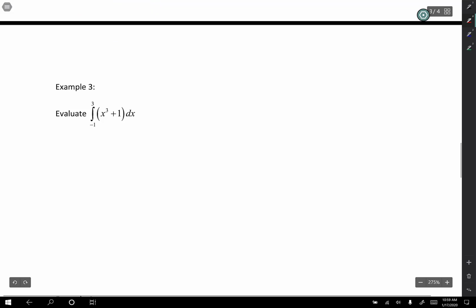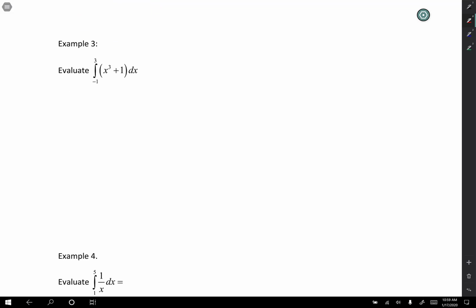All right, here we go. This time there's no context on the question. Come on, Ms. Rodriguez, focus, miss. There's no context on the question. They just want to know, can you do antiderivative and evaluate? So let's see. Antiderivative of x cubed is x to the fourth over 4. Antiderivative of 1 is just x.